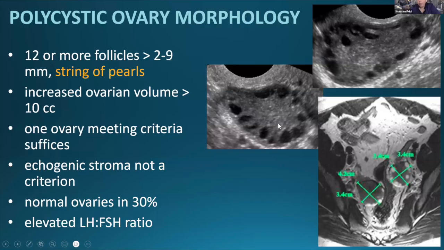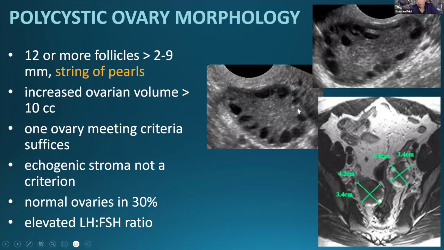centimeters. Now, even if one ovary has this appearance, it fulfills the criteria for PCOS. In the past, it used to be thought that echogenic stroma was a criterion. So basically, you'd see increased echogenicity in the central ovarian parenchyma, but that's kind of fallen by the wayside and not used anymore. It's important to remember that almost 30% of patients will have normal ovaries in the setting of PCOS, and the mainstay of diagnosis is really clinical, and it's an elevated LH to FSH ratio.